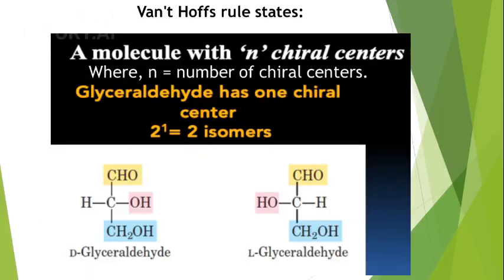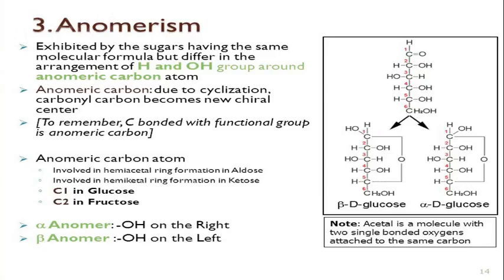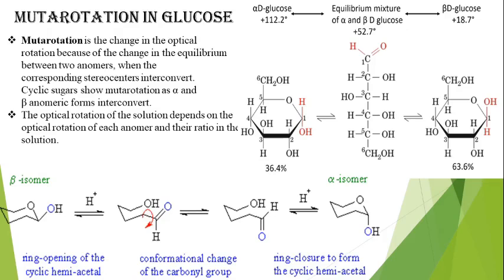Van 't Hoff's rule helps determine the number of isomers based on the number of chiral centers in a molecule. Epimers are sugars that differ only in the configuration around one carbon atom, often seen in glucose and galactose. Anomerism occurs in sugars with the same molecular formula but different arrangements around the anomeric carbon atom, forming alpha and beta anomers. Mutarotation in glucose involves changes in optical rotation due to the equilibrium between alpha and beta anomers.